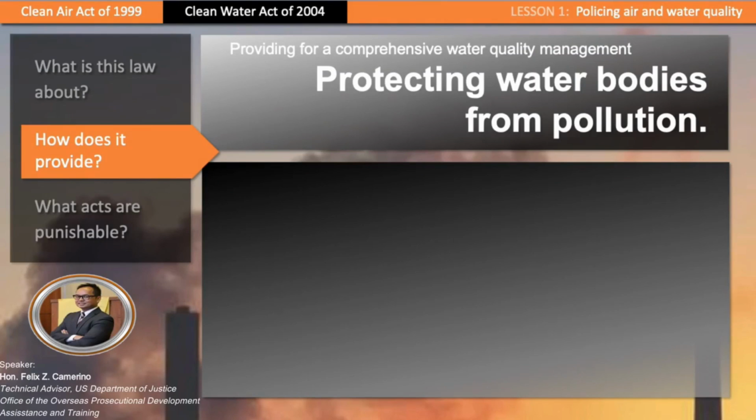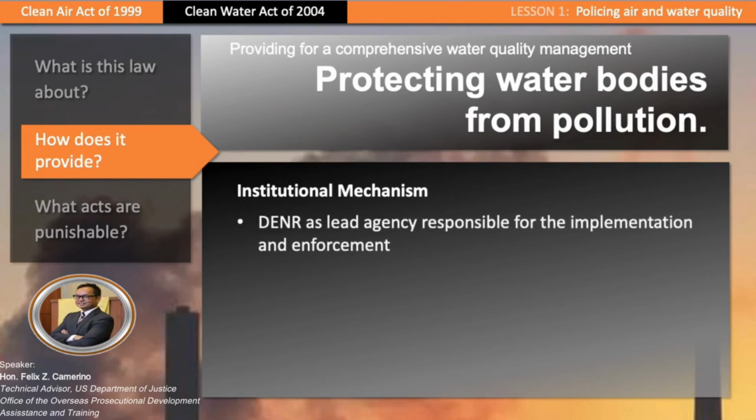Okay, so let's now proceed on and talk about the institutional mechanism. Okay, this is very similar to the Clean Air Act. I think I've mentioned that more than once already. So it's also not too different insofar as the institutional mechanism. First, the law discusses who is the lead agency to take responsibility for implementing and enforcing this law. And we know that to be the Department of Environment and Natural Resources.